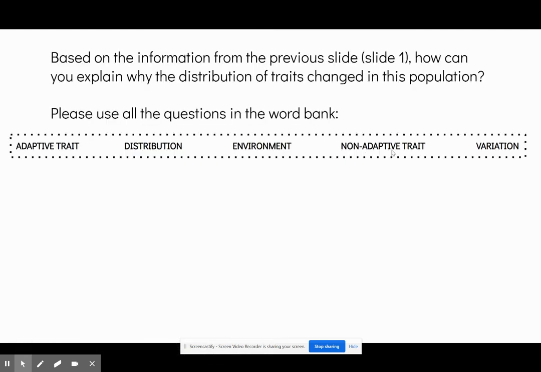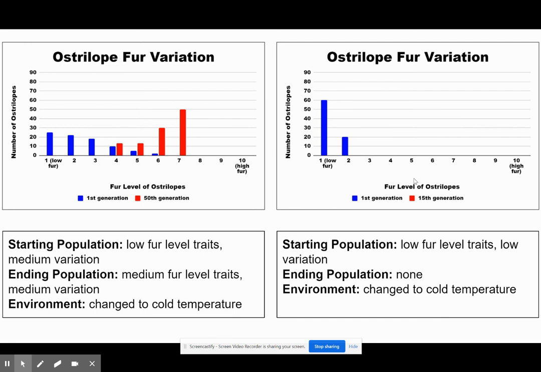Okay, so you're going to answer this question. Use these words right here. And then you're going to go on to the next one, and you're going to do the same thing, but this time it's changed to fur. So now we're looking at australope fur.